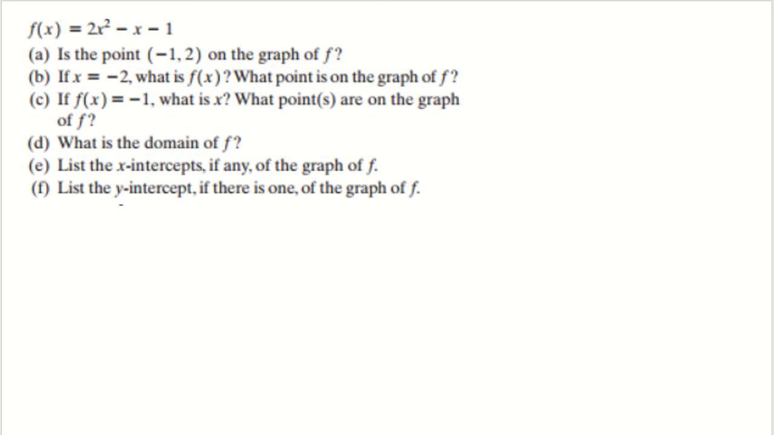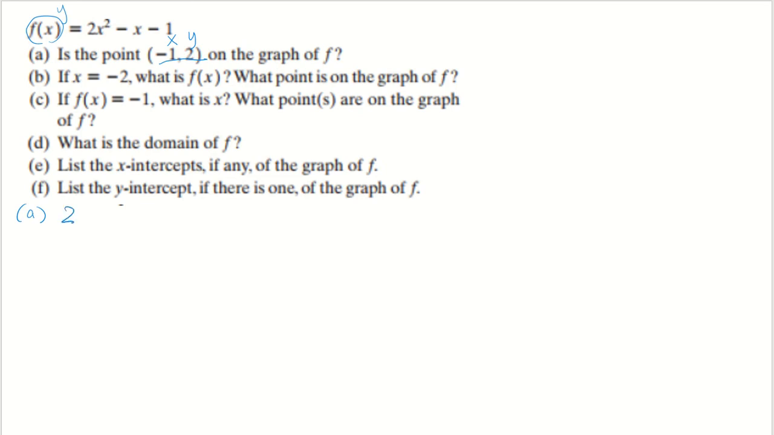In this video, we will solve this problem. Okay, let's look at A: is the point (-1, 2) on the graph? Well, how do we decide if a point is on the graph of a function? We plug the point into the function. So x is -1, y is 2, and f of x is y. So plug x, y into the function and see if we get a true equation.